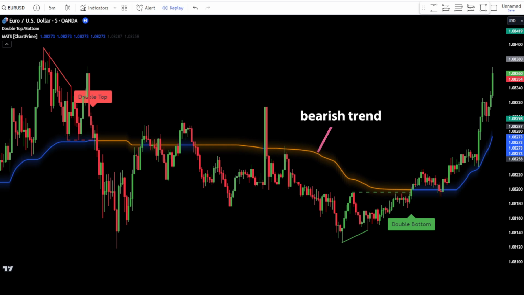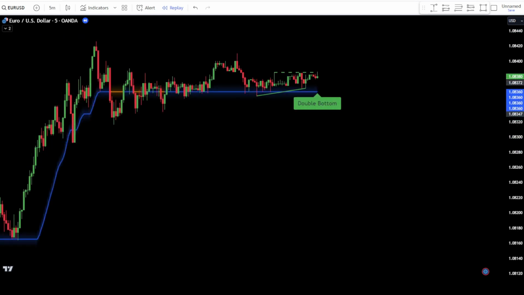If the Moving Average Trend Sniper is yellow, it indicates a bearish trend. Whereas if it's blue, it indicates a bullish trend. Now, let's discuss how to place buy and sell orders using these indicators. How to place a buy order.